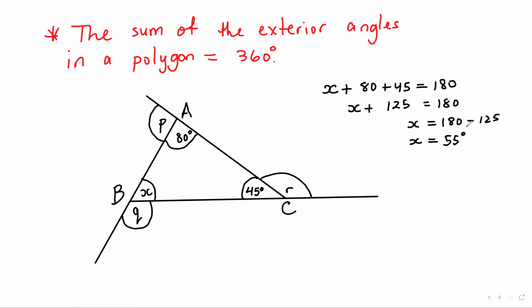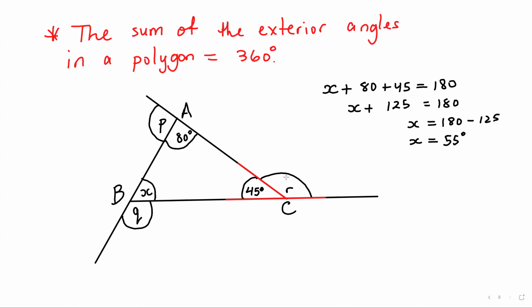Okay. What about P, Q, and R? What about the angles on a straight line, guys? A straight line is also 180. That's right. The angles on a straight line add up to 180 degrees. So that means that 45 plus R is 180 degrees. 80 plus P is 180 degrees, and X plus Q is 180 degrees.